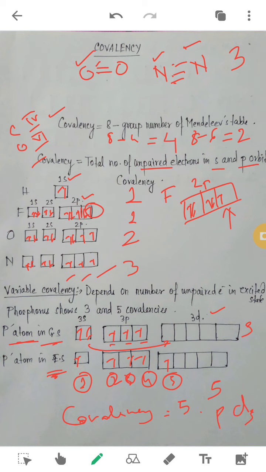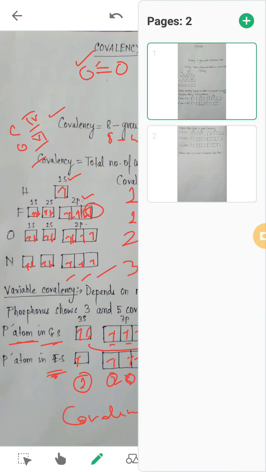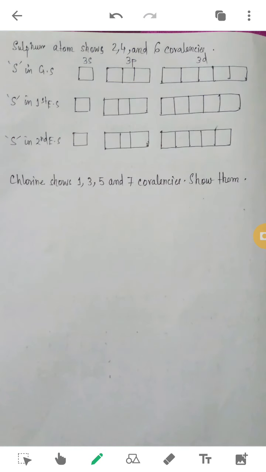Next we go for some other elements, where there is sulfur. Sulfur shows 2, 4 and 6 covalencies. I will show you how. Because sulfur in the ground state has 16 electrons, so 3s2 of course and 3p4. So 1, 2, 3 and here pairing occurs, 4. So 2 unpaired electrons are left. Hence for the ground state, you have the covalency of 2.